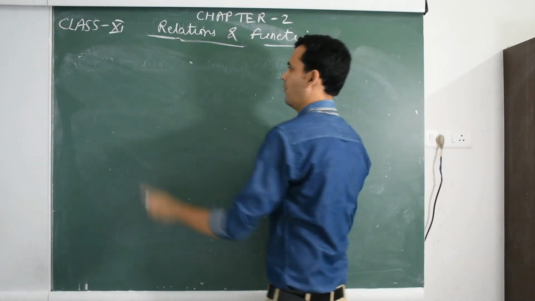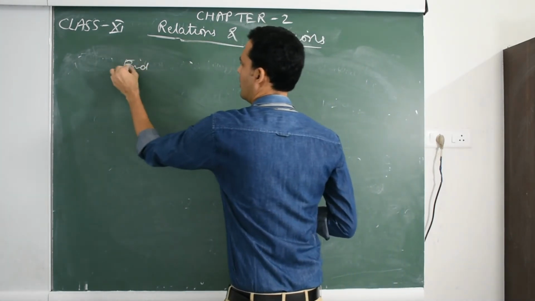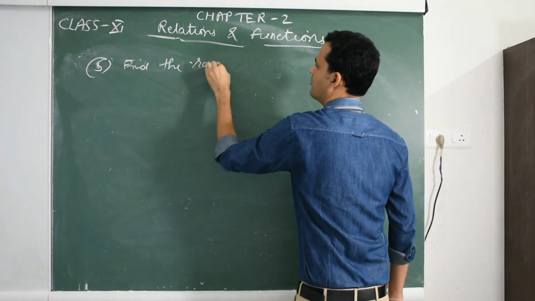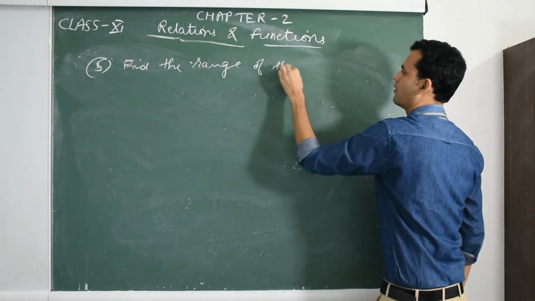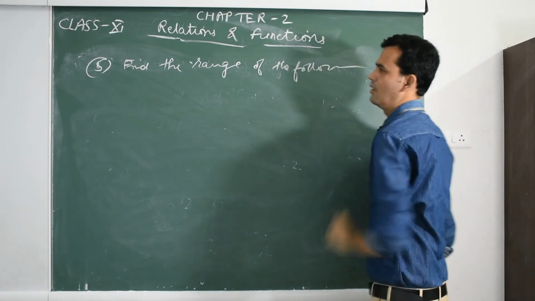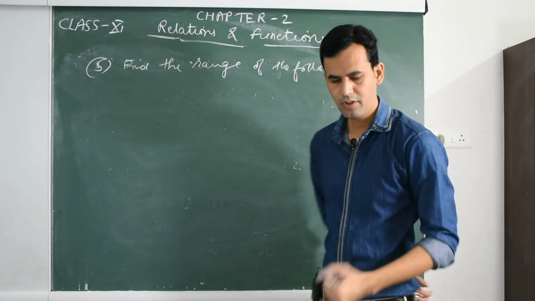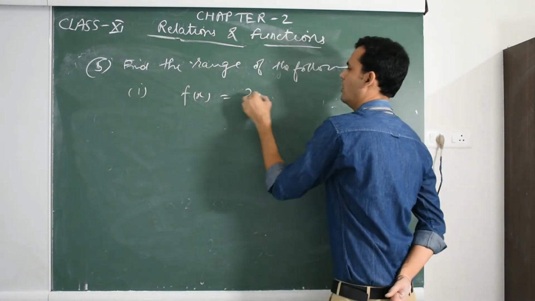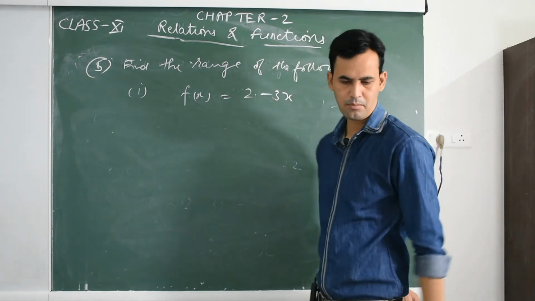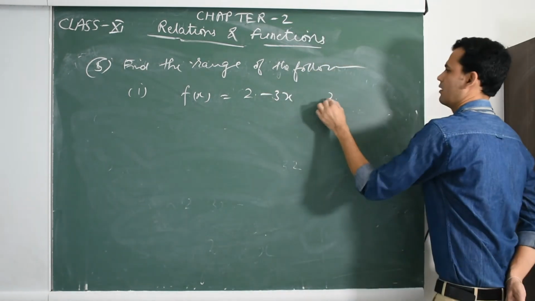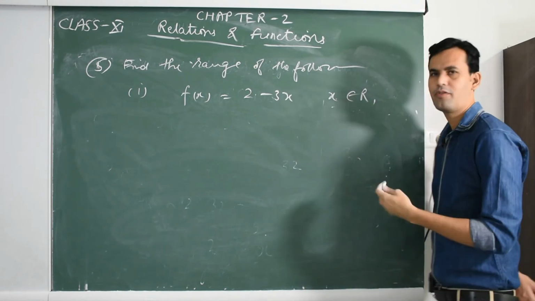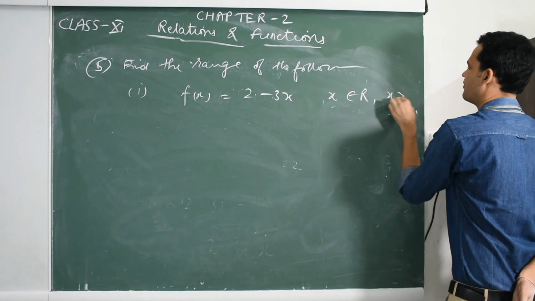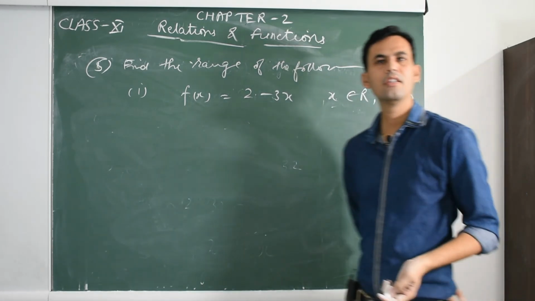Question number 5, find the range of the following. We have to find the range of these functions. First is given as f(x) equals 2 minus 3x. x belongs to R. It means the value of x is any real number, and x is also greater than 0.